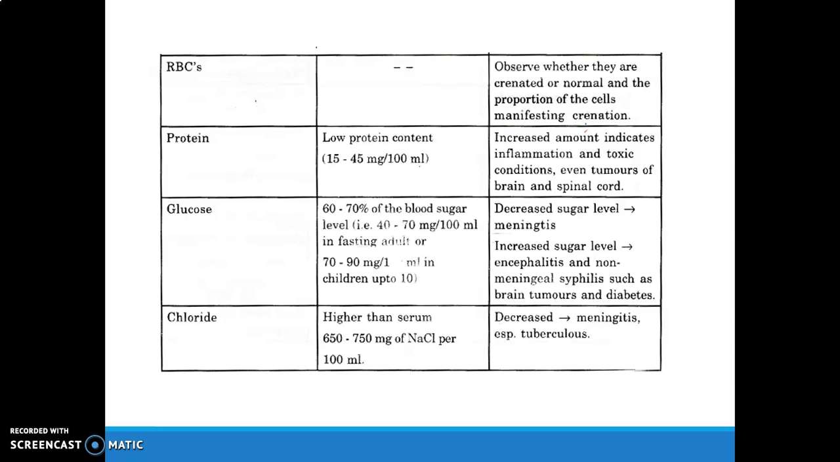If the sugar level is decreased, it may be the result of meningitis. Increased sugar level is due to encephalitis and non-meningeal conditions such as syphilis, brain tumors and diabetes. Then chloride, which is higher than in the serum, that is 650 to 750 mg of sodium chloride per 100 ml. It is decreased in conditions like meningitis, especially tuberculosis.